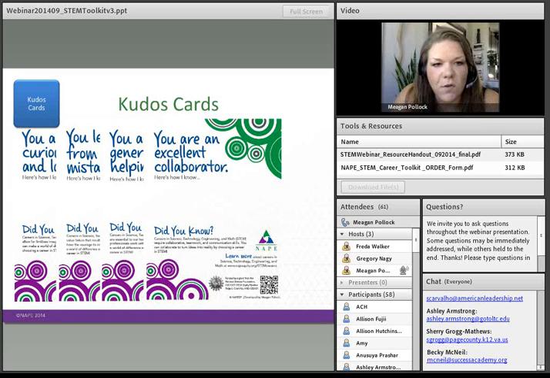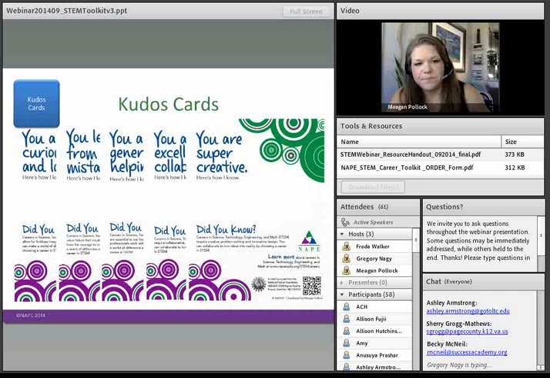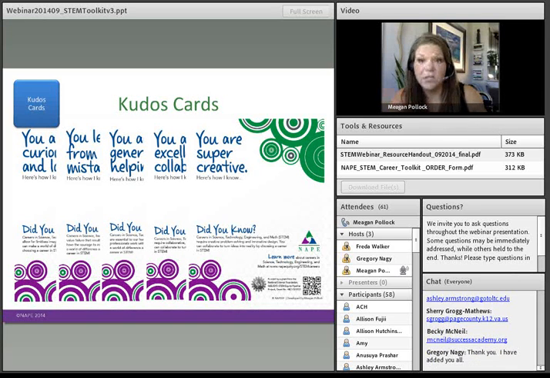And the 4th one is you are an excellent collaborator. These are the same messages that I've been talking about for the last half hour. And then the 5th one is that you are super creative, and it talks about how careers in STEM really need creativity.